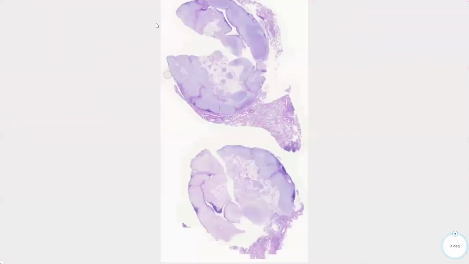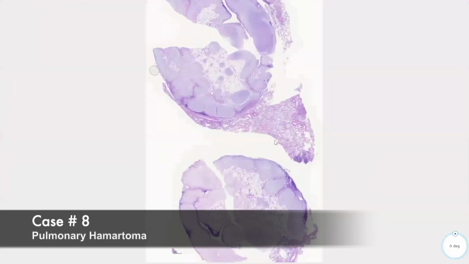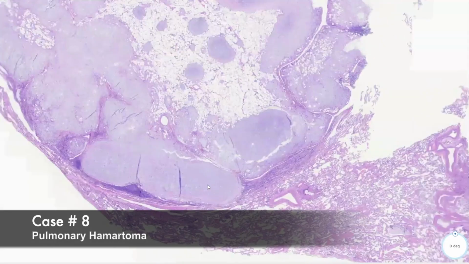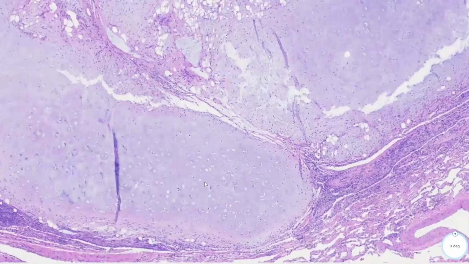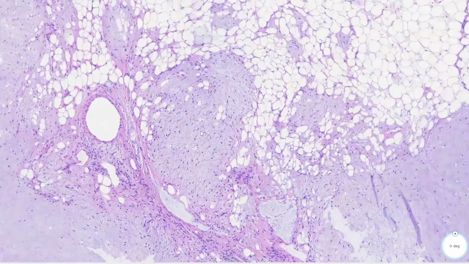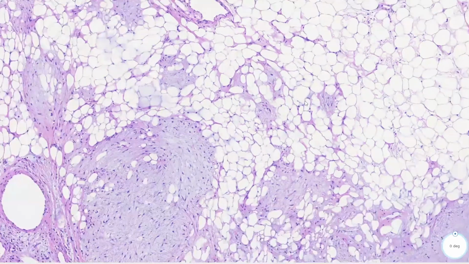So our next case here, we have another resection from the lung. At low power, you can really see we have this nice, well circumscribed lesion. Even at this low power, you can make out that it looks somewhat cartilaginous, and you can see this adipose tissue here as well. When we zoom down to higher power, we can see nice, well-formed cartilage, as well as this more chondromyxoid tissue and a mixture of mature adipose tissue.